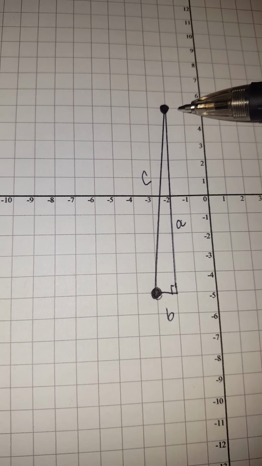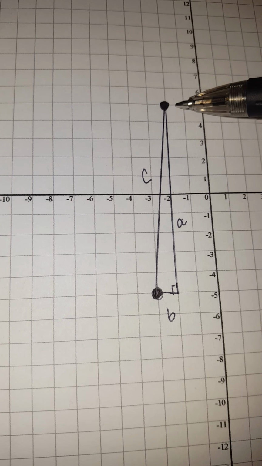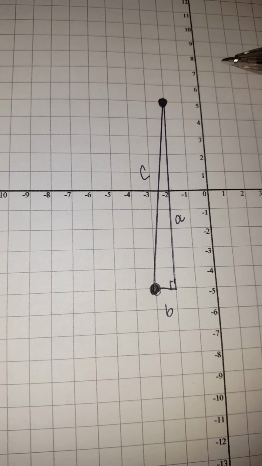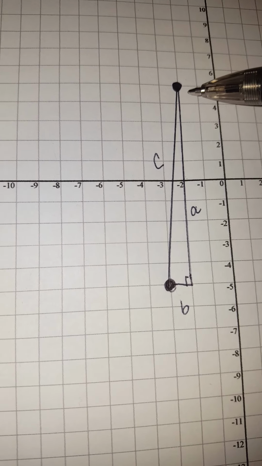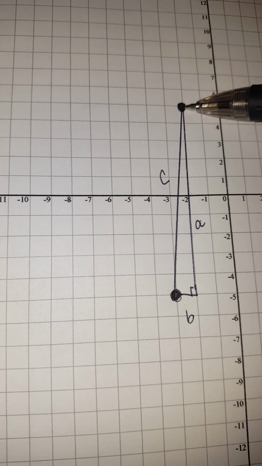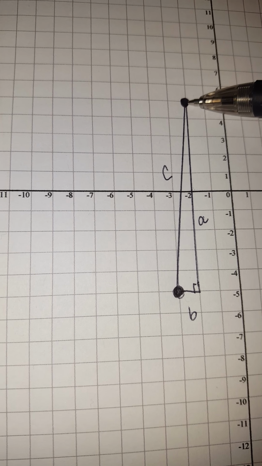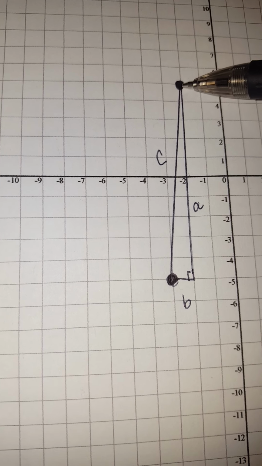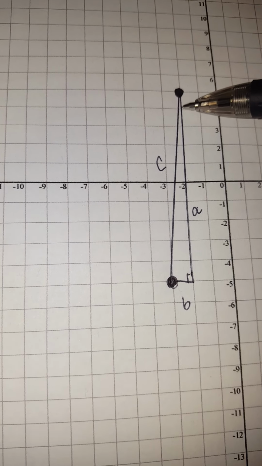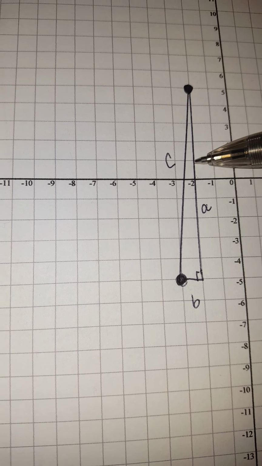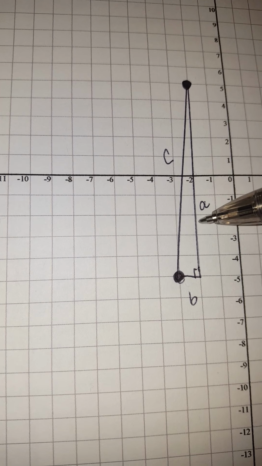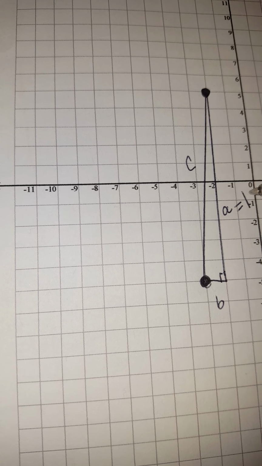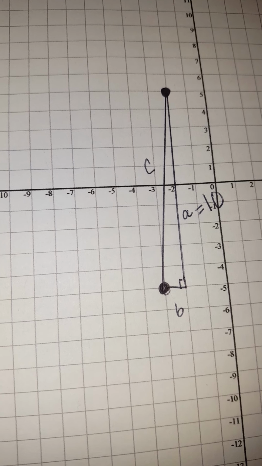Well, with the vertical and the horizontal line, you can just count the units. However, with the slant line, you won't be able to do that, so that's where the Pythagorean theorem will come in. So from this endpoint of this segment for side A to this endpoint, we're going to count our units, but I only count when I move. So I have 1, 2, 3, 4, 5, 6, 7, 8, 9, 10. So side A is 10 units.